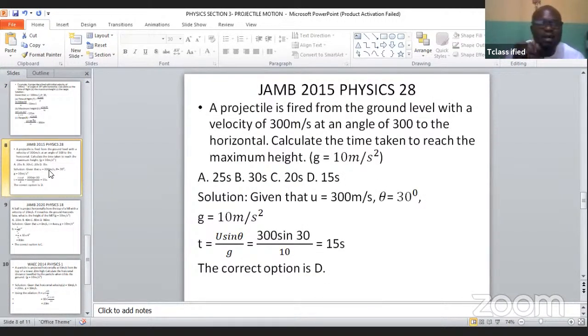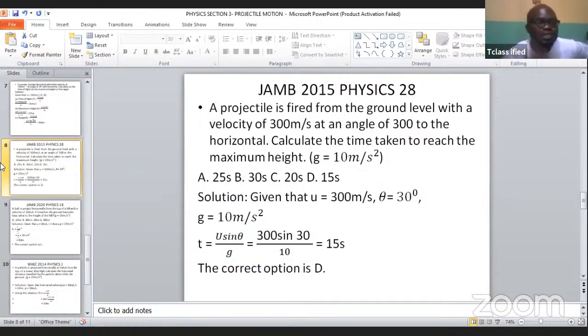So this is JAMB 2015 physics, question number 28. A tire is fired from ground with a velocity of 300 meters per second at an angle of 30 degrees, please, this is 30 degrees to the horizontal. Calculate the time to reach the maximum height. This is time to reach the maximum height. This is not time of flight.